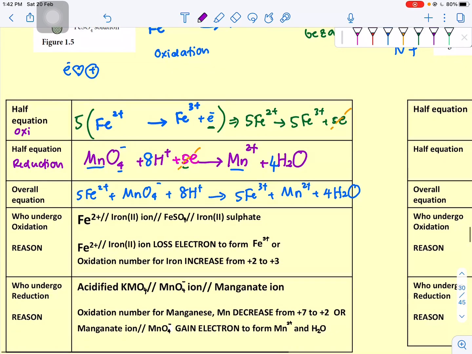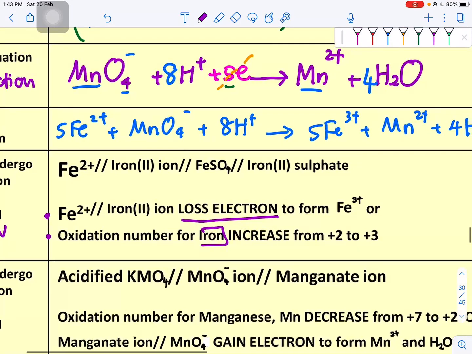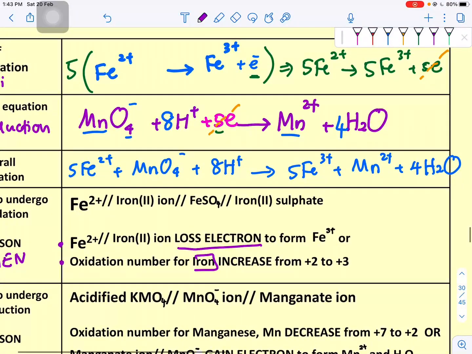Reason, when we are talking about reason, kita akan guna OHAN untuk menjawab. So I have two option. I pakai based on because iron 2 lost electron. That's why. And then second, because oxidation number for iron increase from positive 2 to positive 3. So you can look at the half equation. Okay, that's why dia berlaku oxidation.